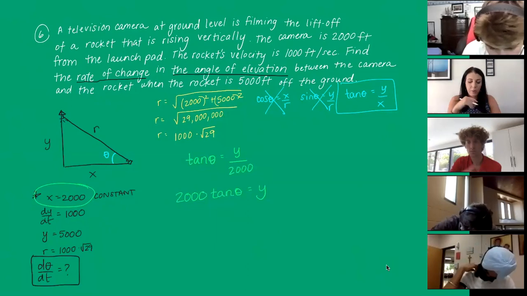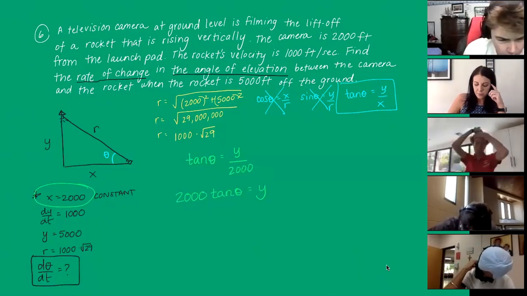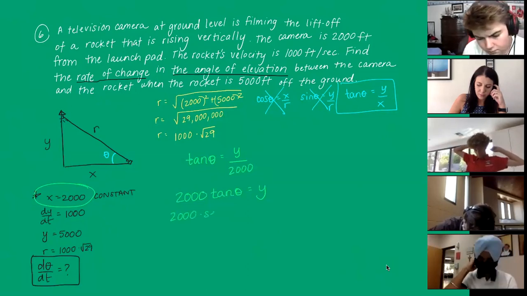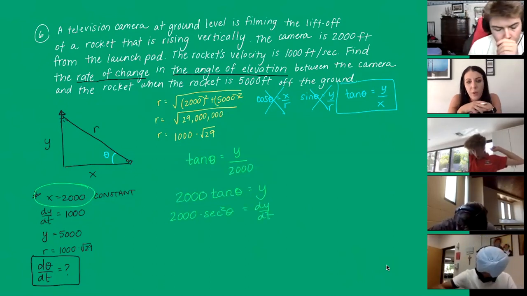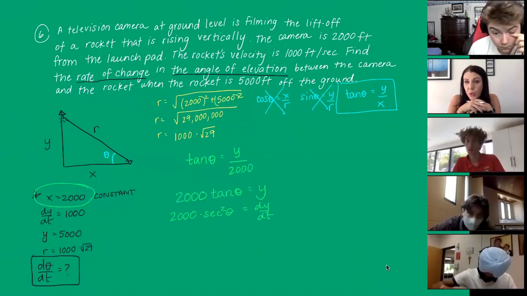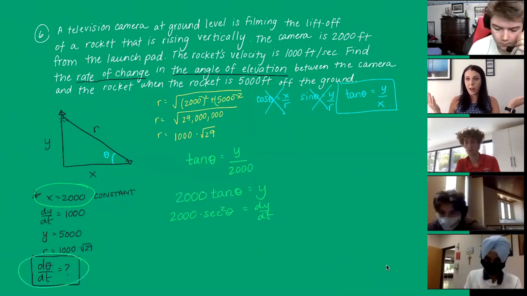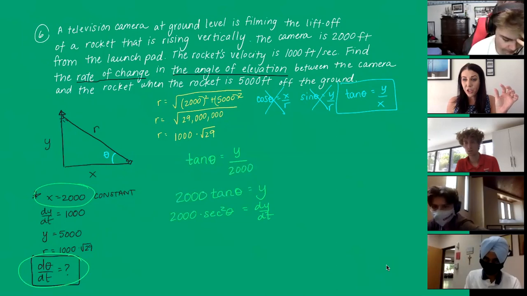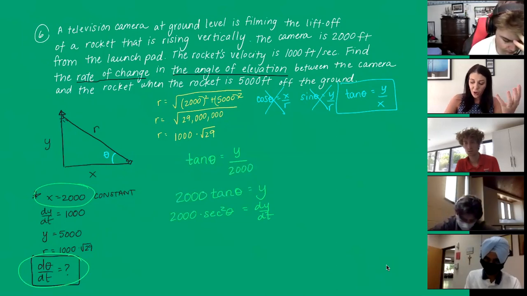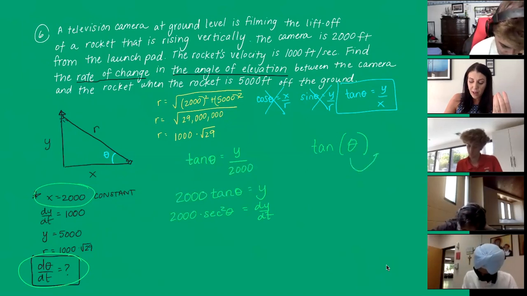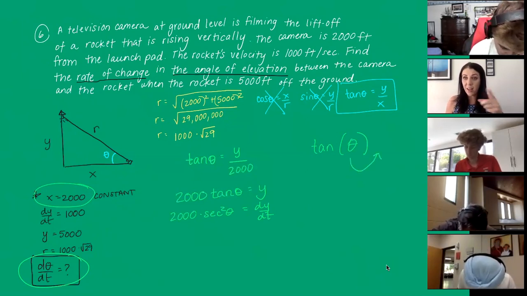Let's go to Conrad. Conrad, what'd you get for your derivative here? I got 2000 times secant squared theta equals dy over dt. So I am assuming this is what most of you have. This is really, really close. Here's the problem, Conrad. We're looking for a d theta dt, and we didn't get one out of your equation because you forgot the chain rule in the tangent of theta. Right, for tangent of theta, our inside function is theta. So when I take a derivative of that, I need to multiply by the derivative of theta with respect to time.